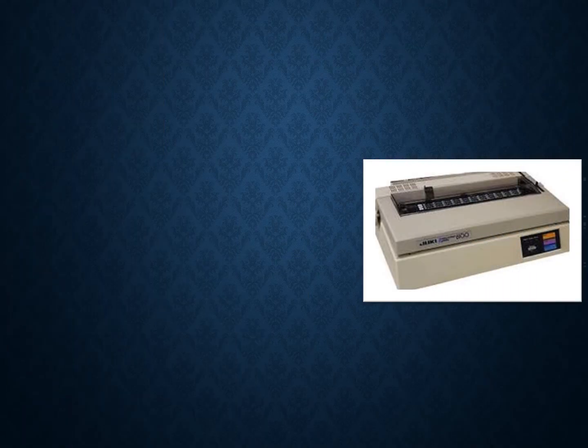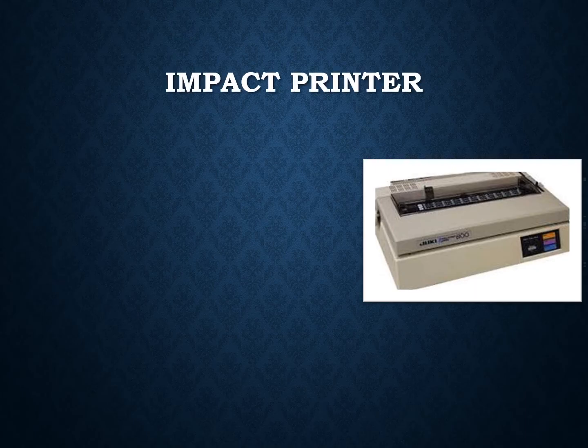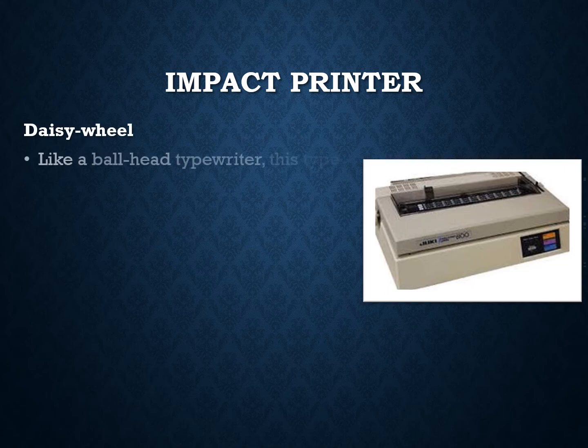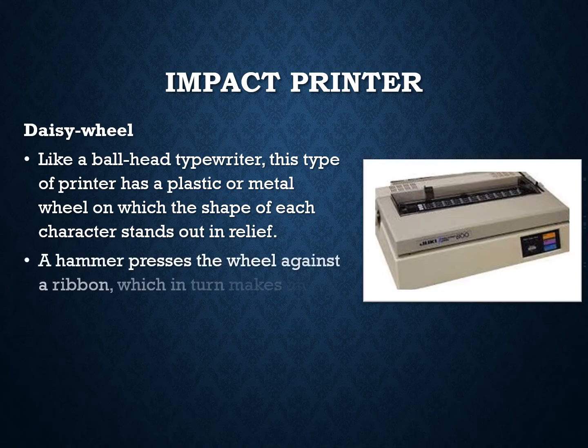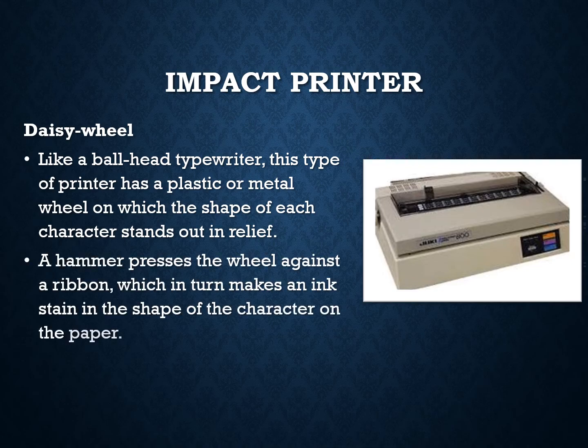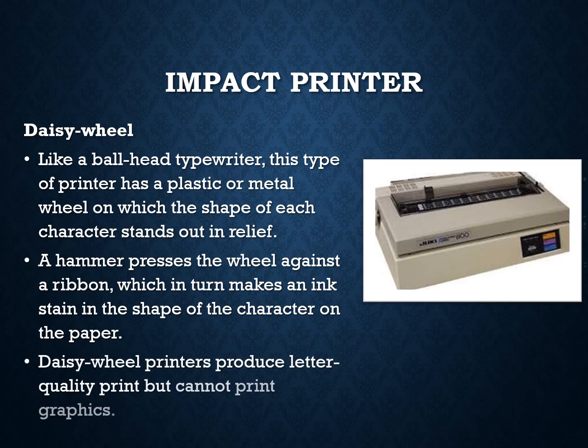Now let's study some types of impact printer. The first is daisy wheel printer. It is like a ball head typewriter. This type of printer has a plastic or metal wheel on which the shape of each character stands out in relief. A hammer presses the wheel against a ribbon, which in turn makes an ink stain in the shape of the character on the paper. The daisy wheel printers produce letter quality print but cannot print graphics.